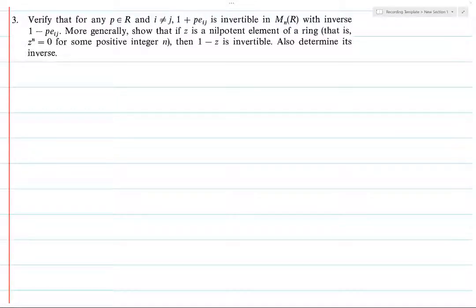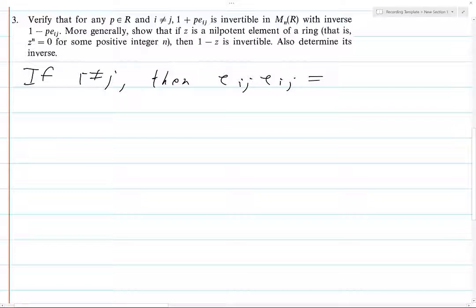Alright, let's do another problem. So we're going to start with: if i is not j, then Eij is equal to 0, since in general we have, and this is something that you can actually find in the text, and they basically just tell you to check it yourself because it's easy to do.